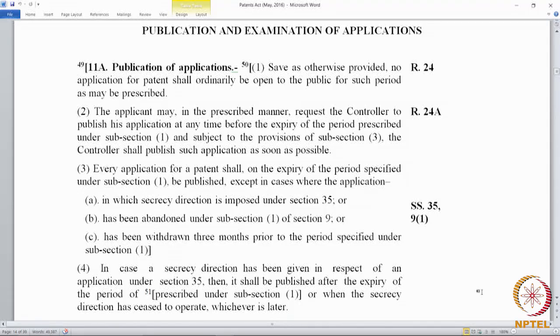Once the application is filed, the first instance of official action from the side of the patent office is publication of this application. So, what you have done so far, you have filled in forms, you have put them inside the patent office. The patent office gets interested in an application in the official sense only when the application is published.